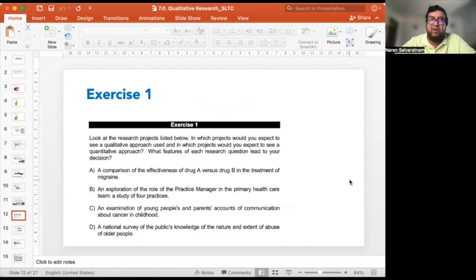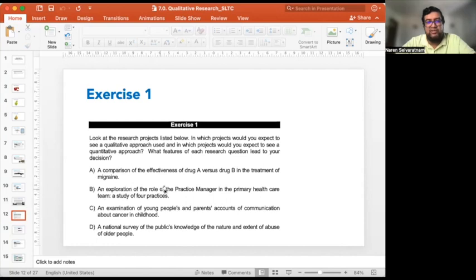Since we have discussed what you call qualitative research, let's try to see which particular questions might be a best fit for qualitative research, and which research questions might not be good fits for qualitative research. For example, a comparison of the effectiveness of drug A versus drug B in the treatment of migraine. Now, a comparison, effectiveness, drug A and drug B. This sounds to me pretty much like quantitative research. You can quantify and do this. Look at the words, okay? Effectiveness.